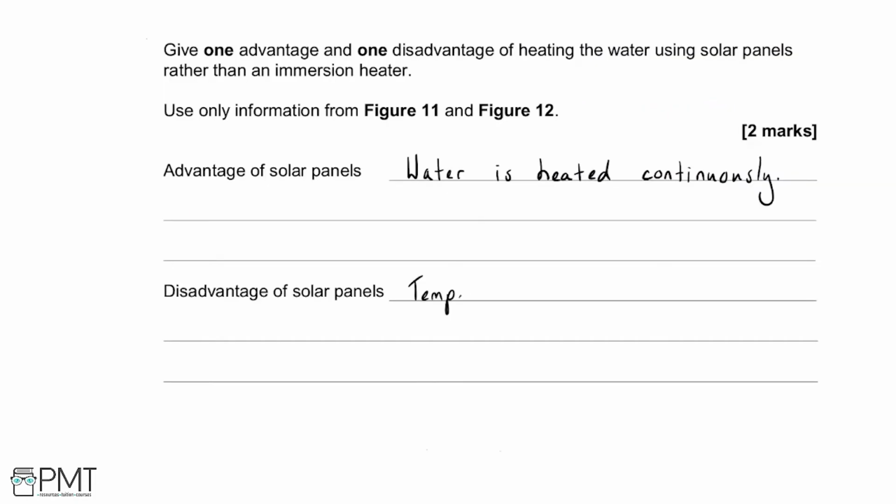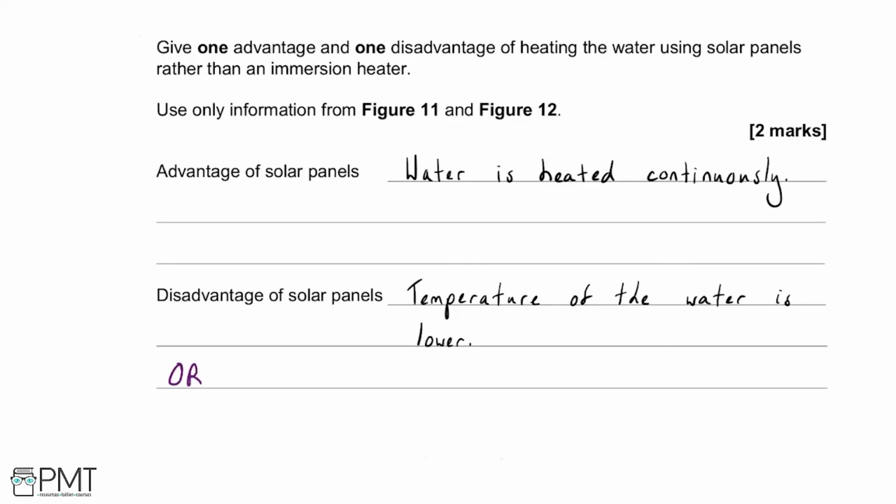So the disadvantage would be that the temperature of the water is lower, for most of the time at least. There are also other answers for the disadvantages. You could have that the water may not be hot enough, which links to the temperature being lower, or that it takes more time to heat the water.